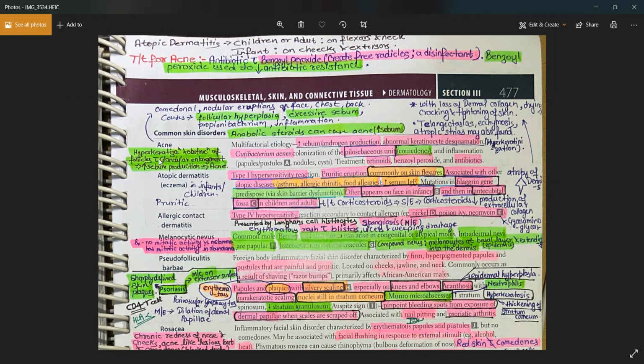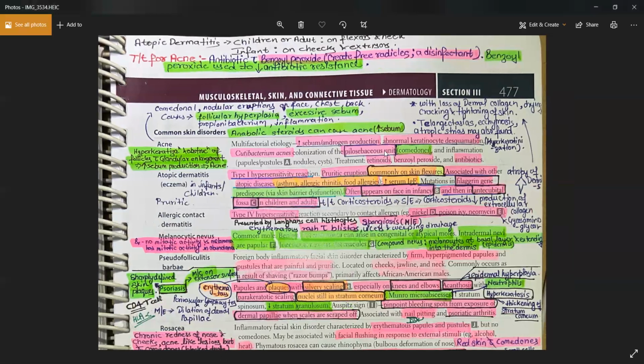Please note the bacterial agent which is responsible for acne: Propionibacterium acnes. Very important. It is responsible for acne in your body, right? And they are also associated with comedones. Very important. Treatment includes retinoids, benzoyl peroxide, as well as antibiotics, to control the bacterial overgrowth. Okay, and that would be all about acne.